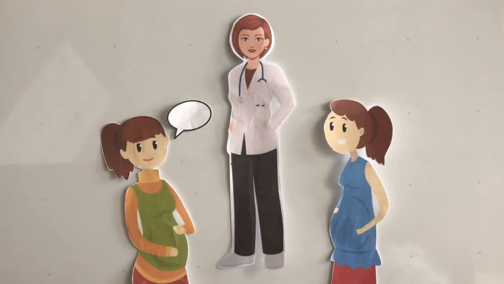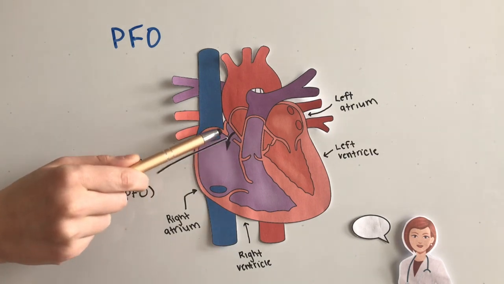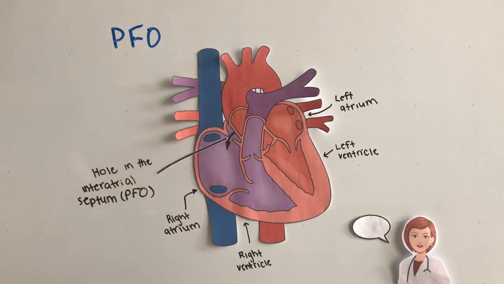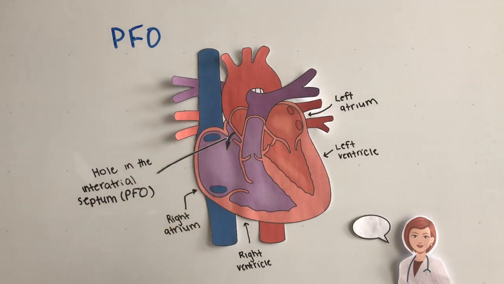Yes, I have a question. Where does this hole actually occur in the heart? Great question, Sarah. The hole occurs in the interatrial septum of the heart, or the wall that separates the left and right atria of the heart. Does anyone else have another question?